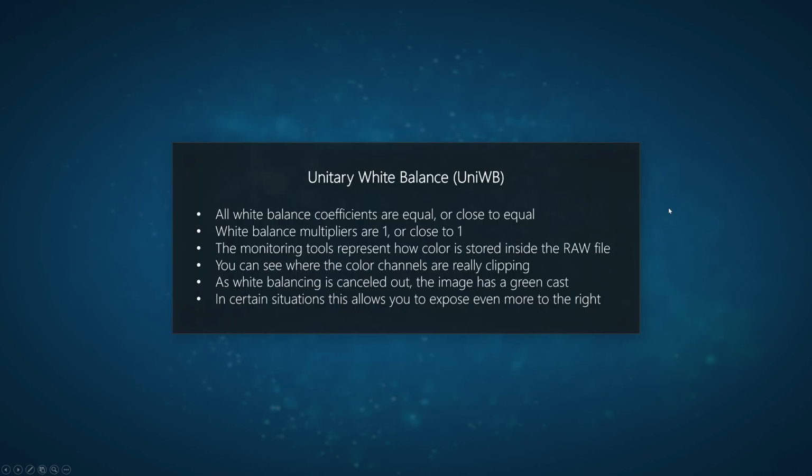It's a white balance preset where all the coefficients are equal or close to equal. This means that the white balance multipliers will be 1 for each channel or close to 1. Therefore, the RGB parade would actually show you what's inside the RAW file, and you will always know what's really clipping. The only downside you would have to get used to is a very green image, because we basically cancel out white balancing. So, if you're interested in UniWB, keep watching.